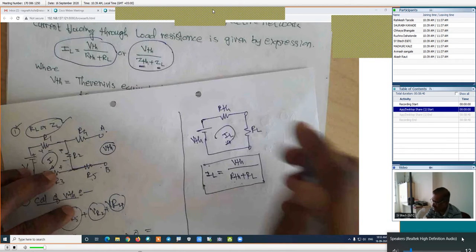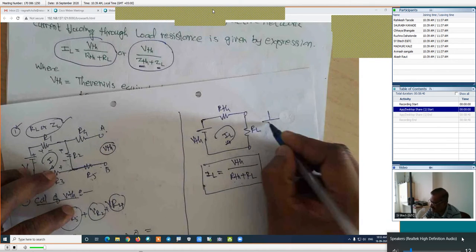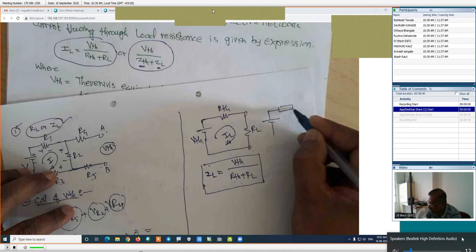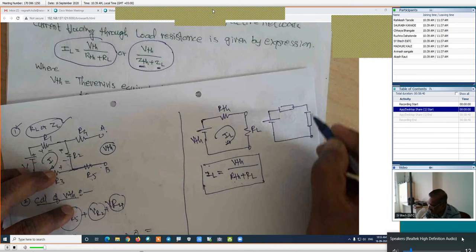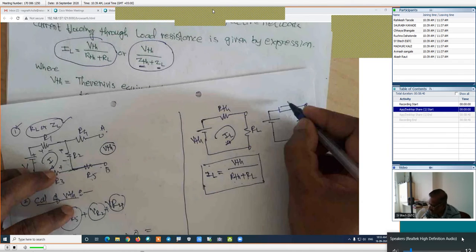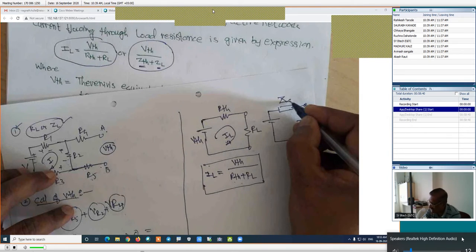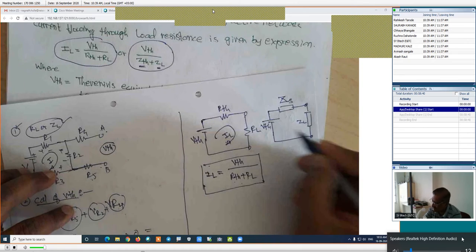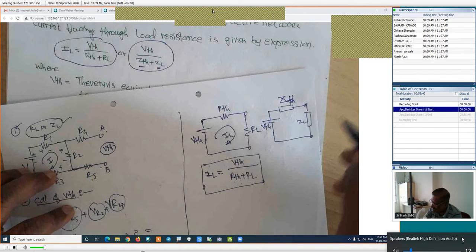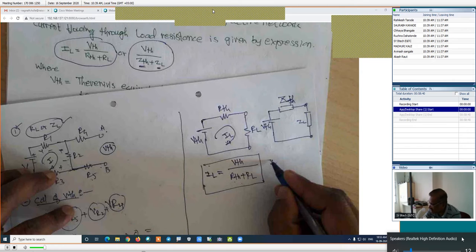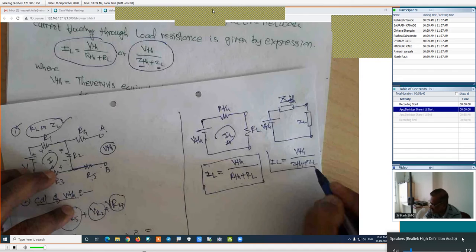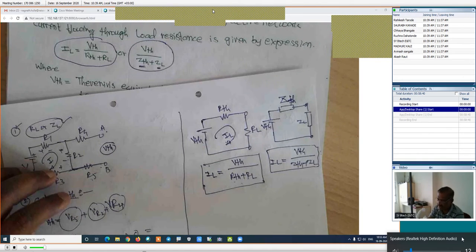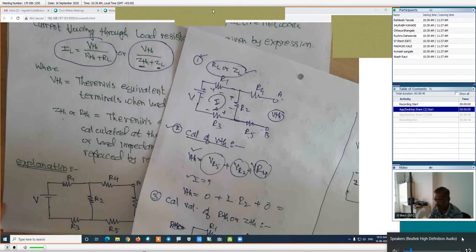Or if these are impedances, in the case of impedance, how will the circuit be? The circuit will be something like this. This will be the load impedance. This will be the source impedance ZS, or this is ZTH to be exact. Here, this IL is equal to VTH divided by ZTH plus ZL. This is the equation. And this is the explanation. I will use the similar part in the explanation: step number 1, step number 2, and so on.